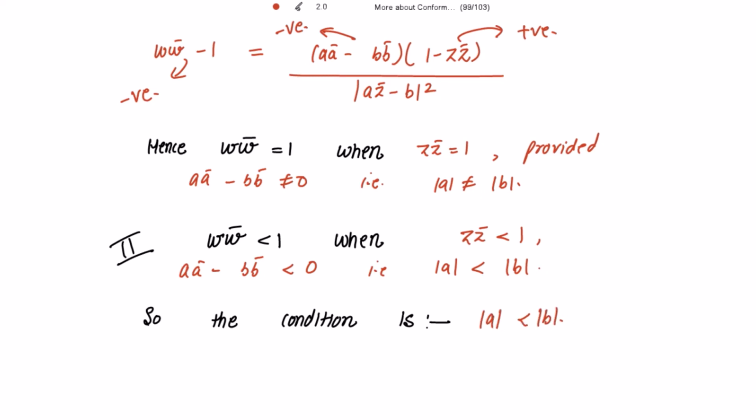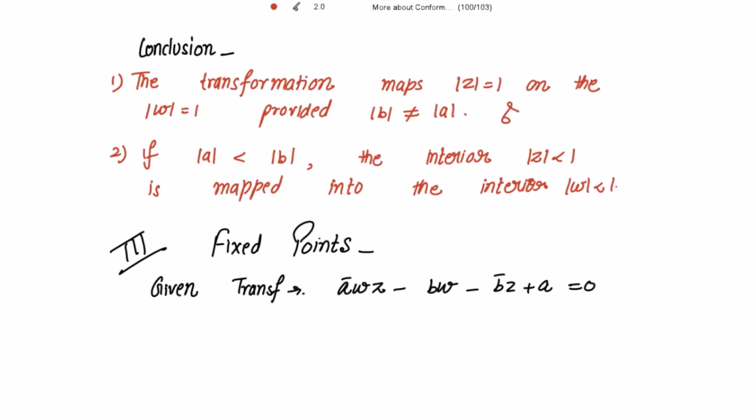Writing these two results together, the conclusion: the transformation maps the unit circle mod z equal to 1 onto the unit circle mod w equal to 1, provided mod b is not equal to mod a. And if mod a is strictly less than mod b, then the interior mod z strictly less than 1 is mapped into the interior mod w strictly less than 1. So two results are proved.